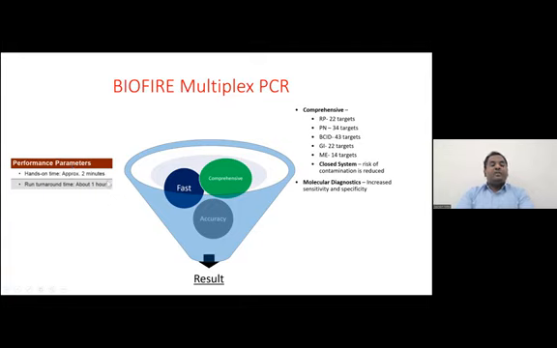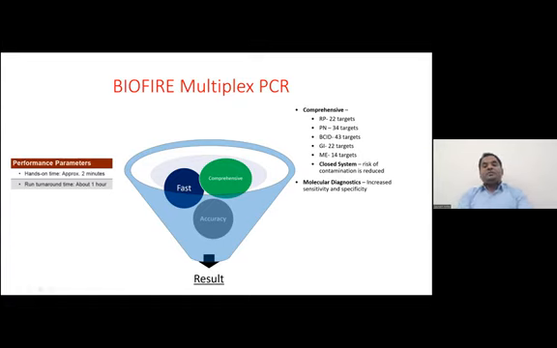So you have to focus on this: RP means respiratory panel, in which there are 22 targets, which are predominantly the viral targets. Then we have the pneumonia panel, which has 34 targets. The blood culture has 43 targets. GI has 22 targets and meningoencephalitis has 14 targets. So there are different types of panels available with the BioFire multiplex PCR based upon which type of infection you are dealing with and what sample you subject to the testing.